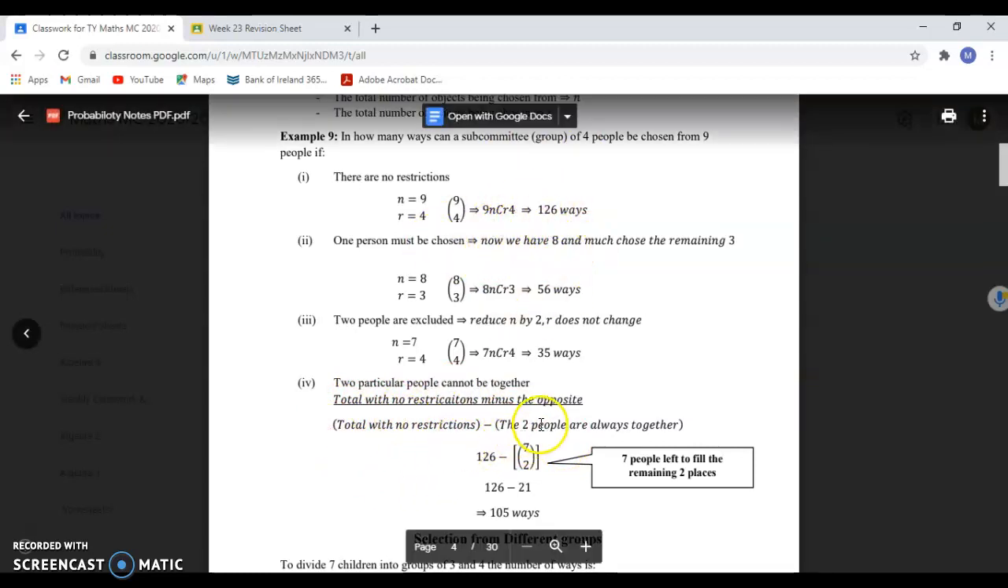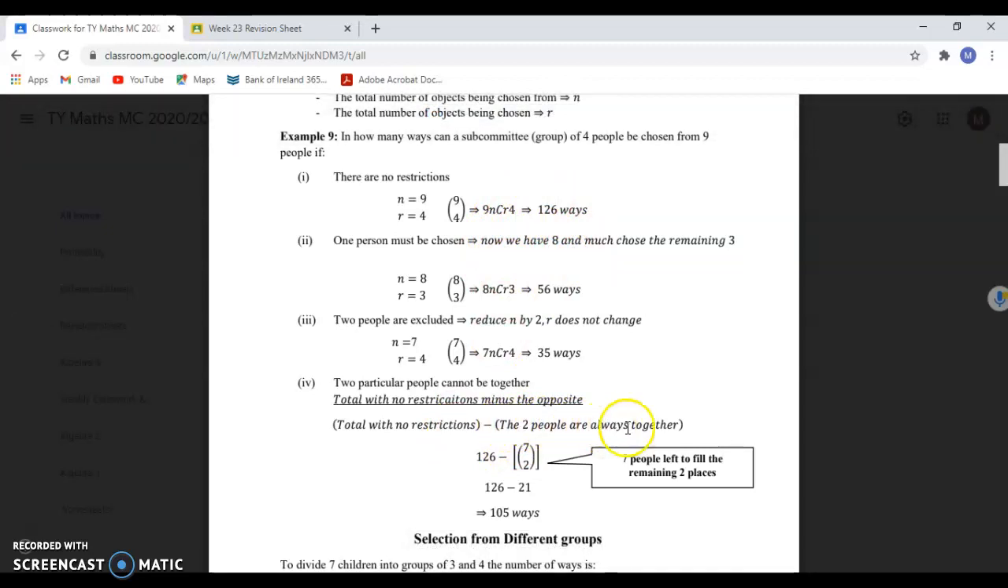Now, how do I put the two people are always together? Again, imagine your 9 lined up along the wall. 2 of them are definitely on it together. You put them out to one side or out of the room, and they're definitely on the committee. So how many people are you left to choose from? I have 7 left, and how many spots am I filling? I'm filling 2 spots with those 7 people, because I've put the other 2 people together on it.